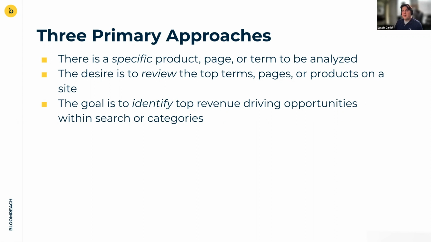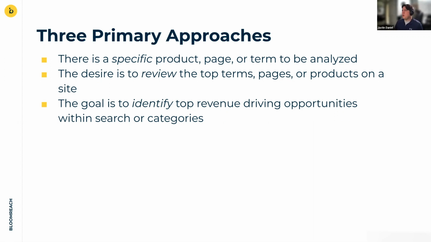Another scenario: the desire is to review the top terms, pages, or products on your site. You don't really have a specific area of focus, but you want to know, what are customers searching most often when they come to my site? Sometimes it's different than what we might assume. The goal is to identify top revenue-driving opportunities within searcher categories. I'm not here just to understand what's going on. I'm looking for, what are those opportunities? We have algorithms doing all this work. Are they identifying anything for me that I can quickly try to action?